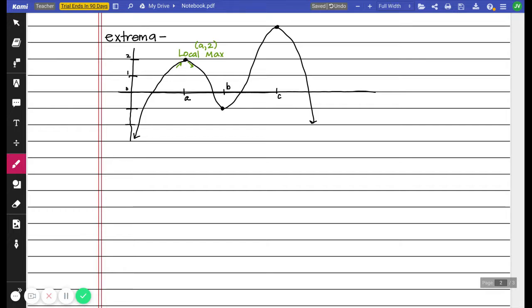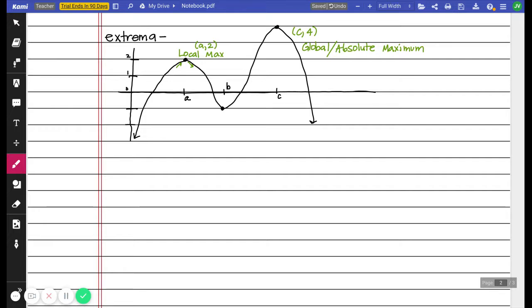A local maximum happens because of this increasing to decreasing, and it's like a tiny little hill on our graph, right? A local maximum would be maybe the highest point in Mankato. On the other hand, at C, we're all the way up to 4, and this is the highest point on the entire graph. The graph never gets higher than 4, so we call this a global or absolute maximum. This would be the Mount Everest of our graph. Our graph never gets higher than this point.